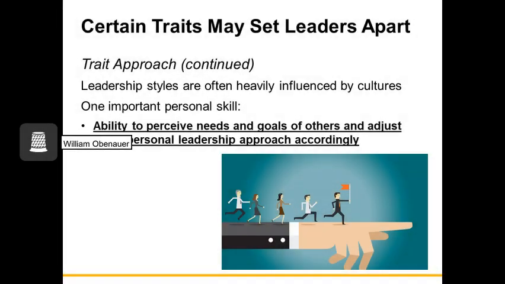While there are a variety of traits that different scholars have associated with leadership effectiveness, one trait that many scholars agree is important to leadership effectiveness is the ability to perceive the needs and goals of others and adjust your leadership approach accordingly.